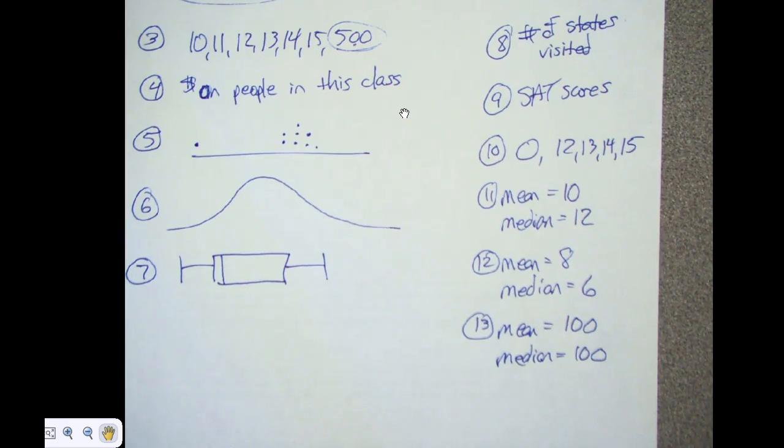So it's which way does the mean get pulled? Think of the median as just stable, and the mean gets pulled one way or the other. If the mean got pulled up, that's skewed right. Mean got pulled down, that's skewed left.